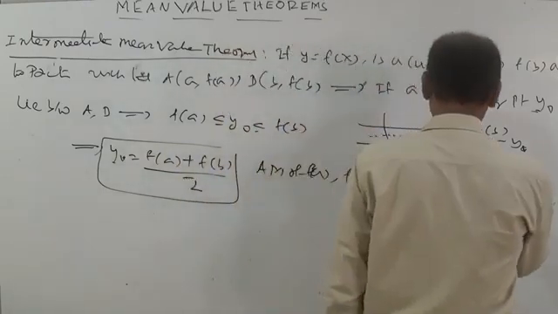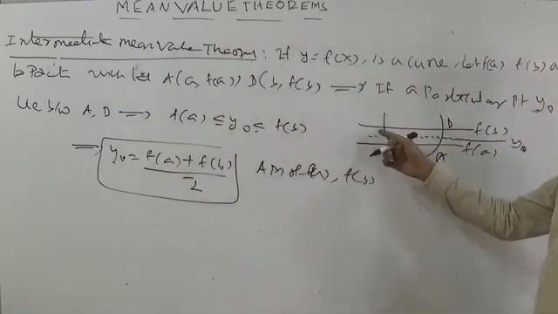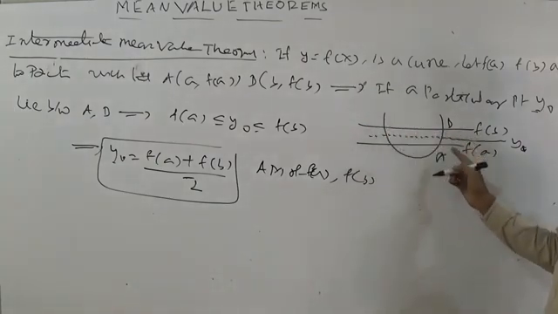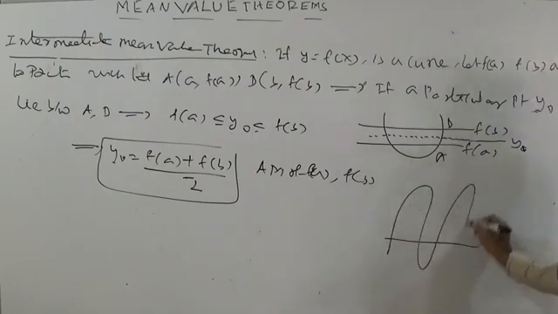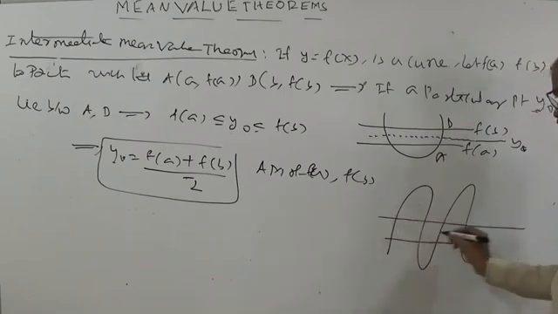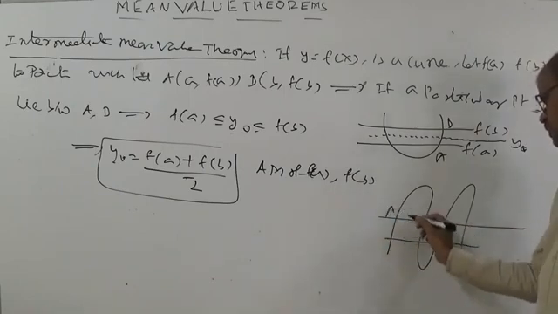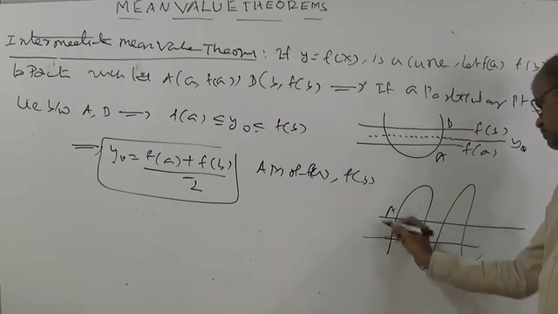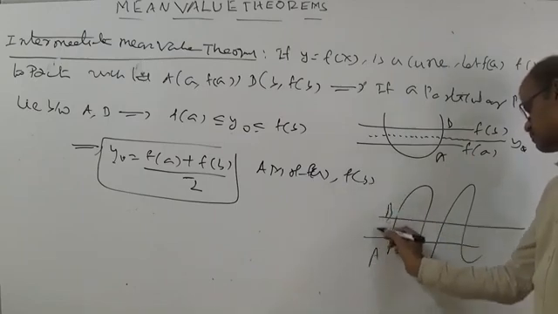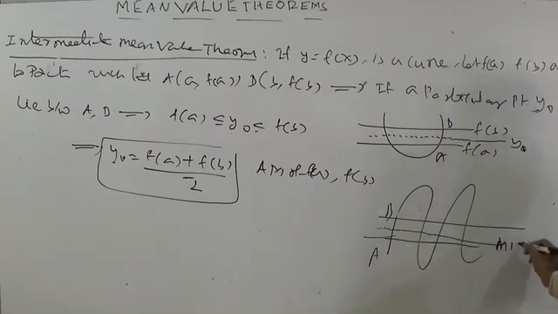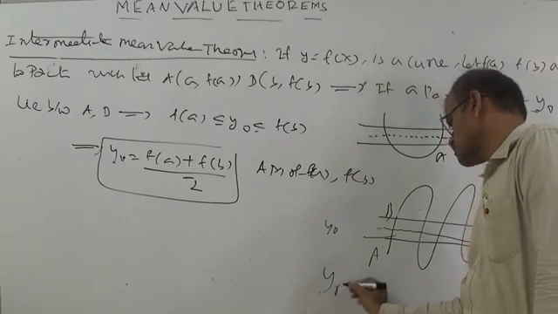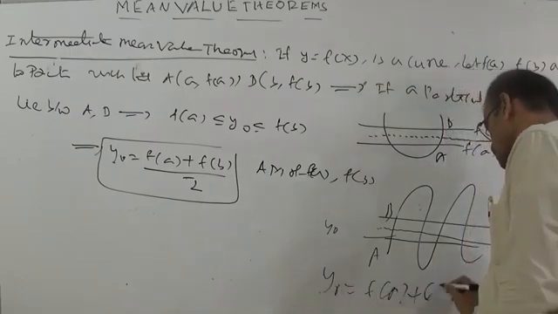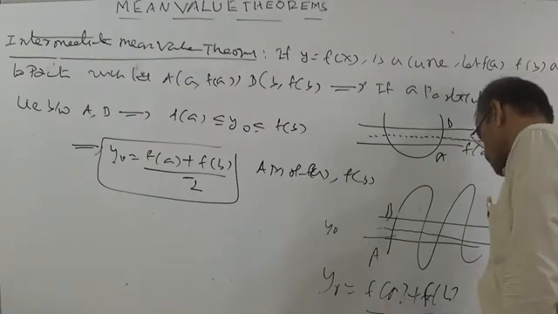Whenever a b point is there, here a point is there. Don't think this is just a point, this is also a secant line, no problem. If two points are there, you can say the value like this. Here a, here b, maybe here b, here a. This is the mid value, the mid value y naught you take here. So y naught is equal to f of a plus f of b by 2.